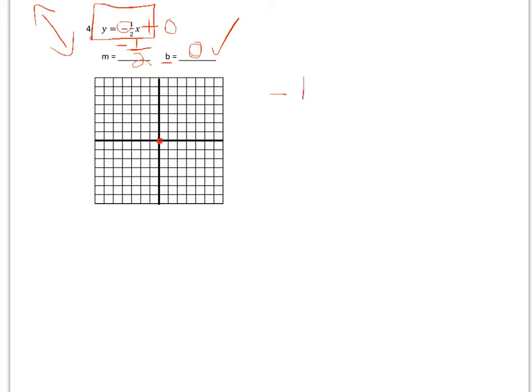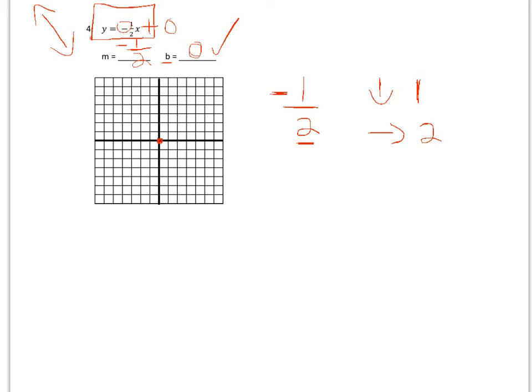Now negative 1/2. Now this sometimes could be a little tricky. Notice how I put negative 1 in the top. When I put negative 1 in the top, that means I go down 1 unit. This 2 is still positive, so I go to the right 2. Do not make both of them negative, because if you make both of them negative, then the negatives cancel out, and actually the slope is 1/2, not negative 1/2.